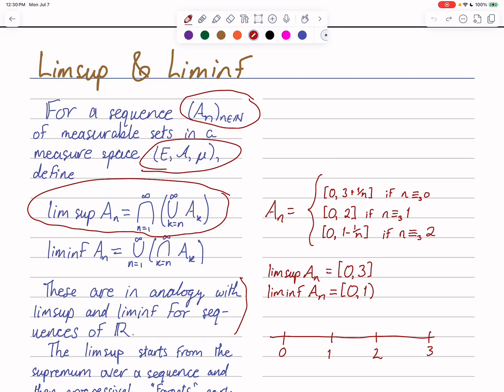So I hope, I know Limsup can be fairly confusing, I hope this has made it at least somewhat understandable. You might need to spend some time doing practice problems to get more and more familiar with it.